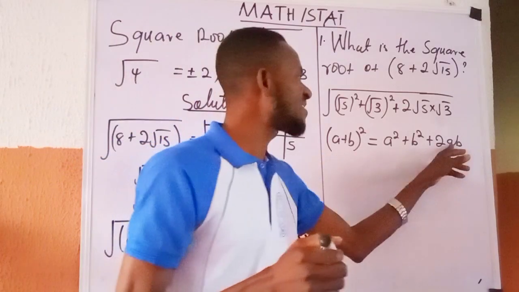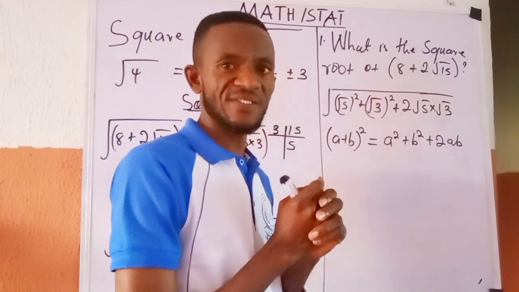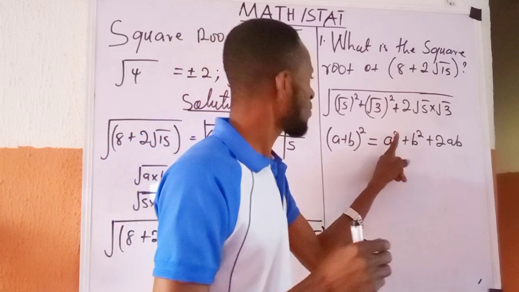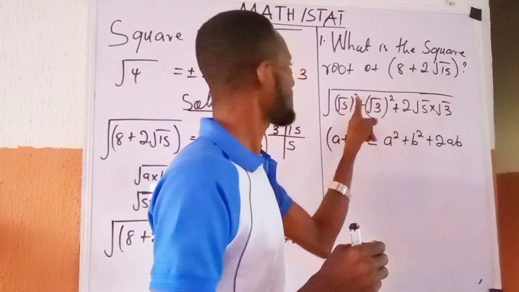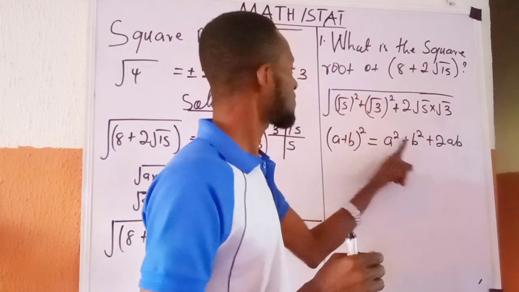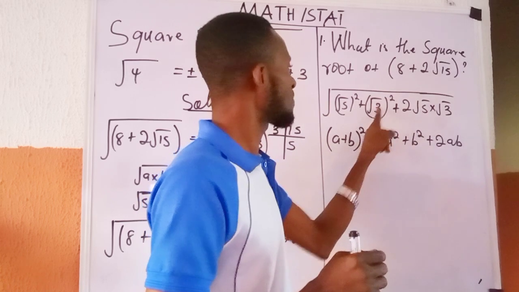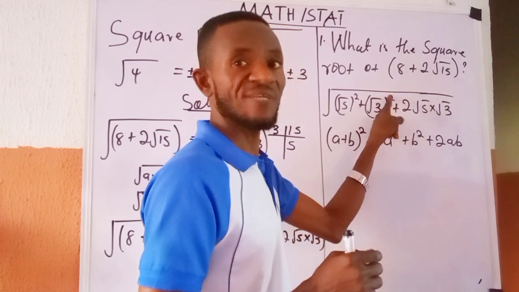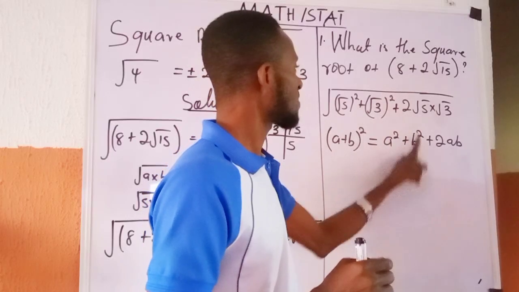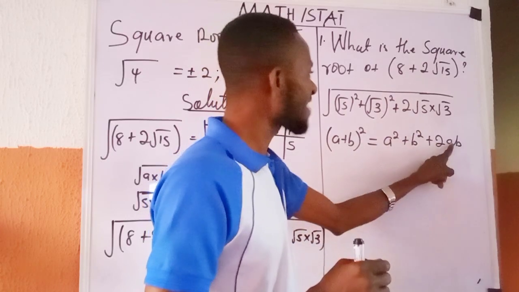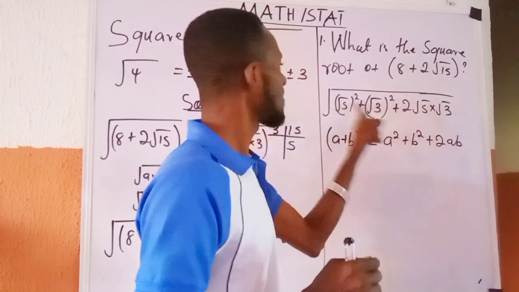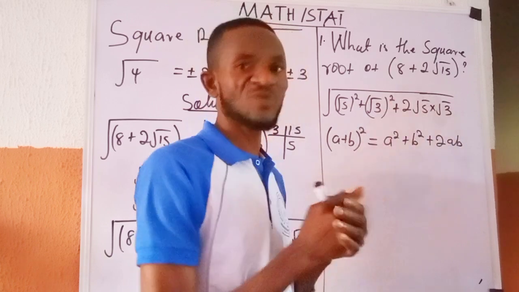Let us compare this with what we have inside the brackets. I have A raised to power 2 here, just like I have 5 raised to power 2. Here is plus, here is plus. I have B raised to power 2, just like I have root 3 raised to power 2 inside the bracket. Here is plus, here is plus. Here is 2, here is 2. Here is A, just like I have root 5. Here is B, just like I have root 3.